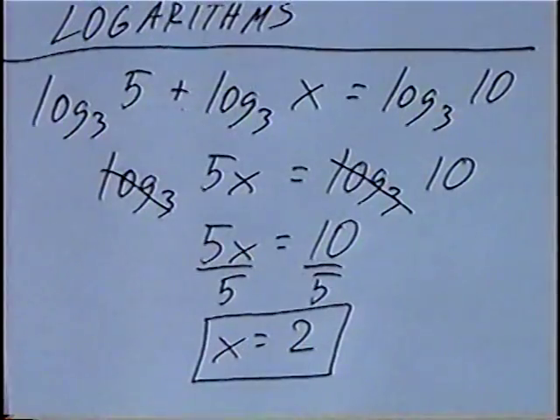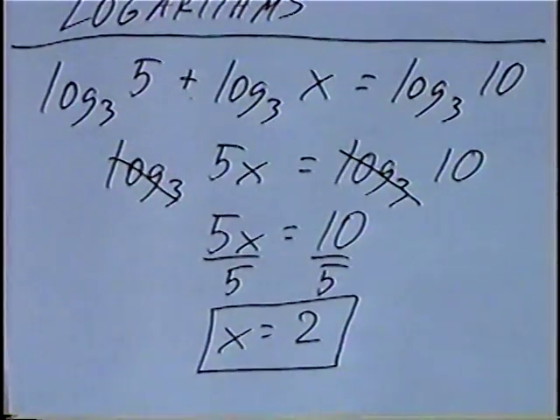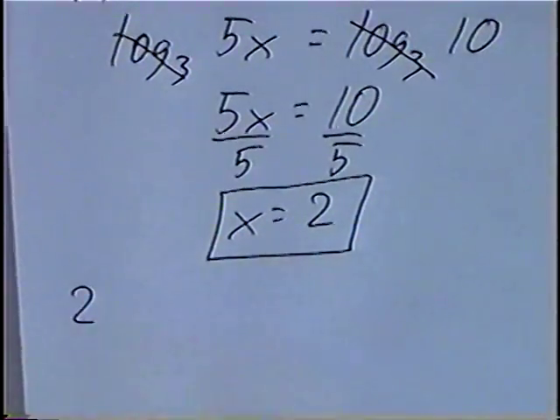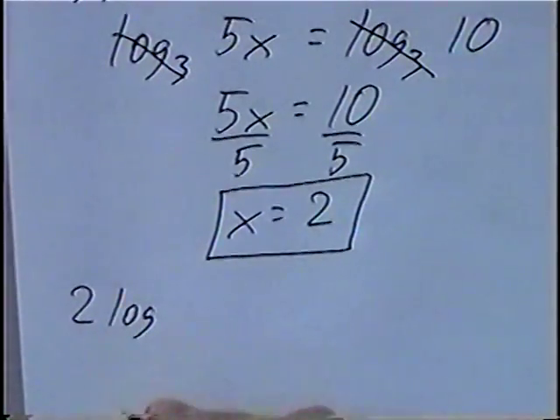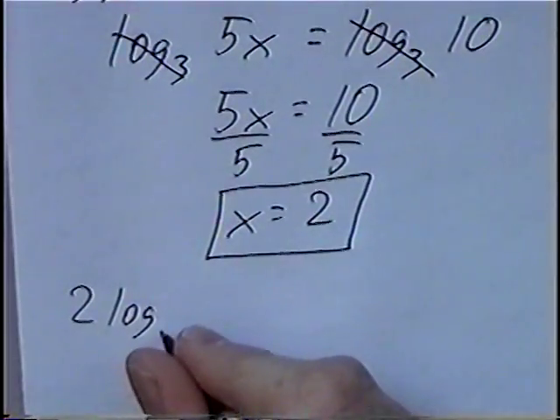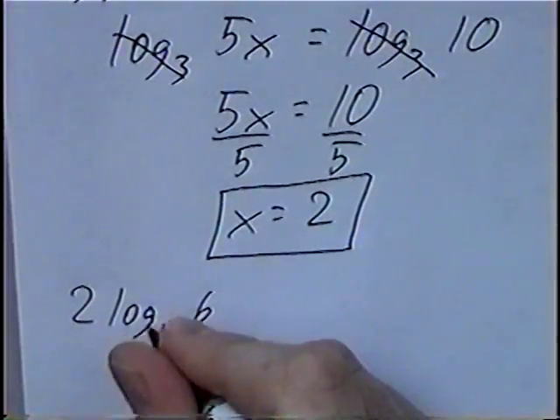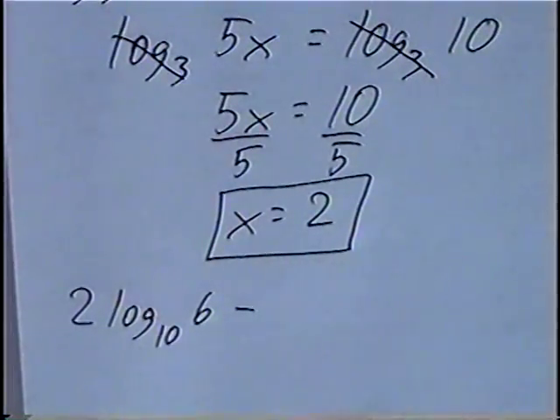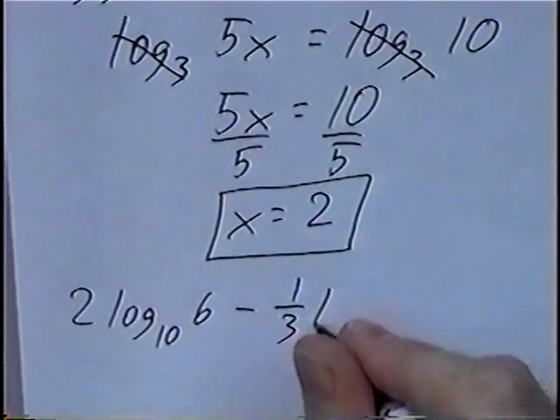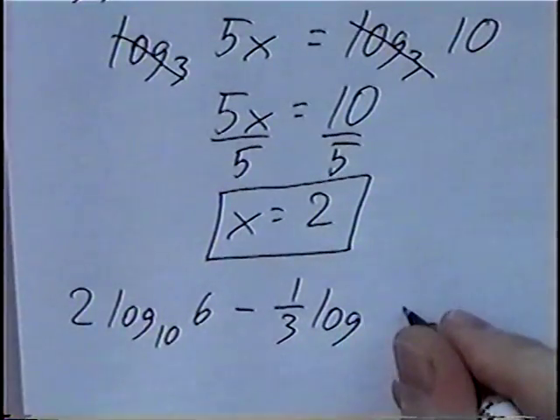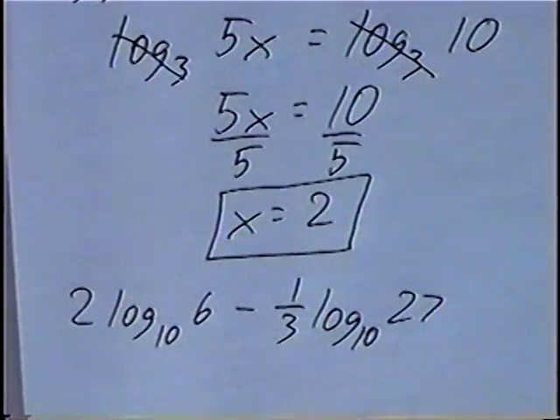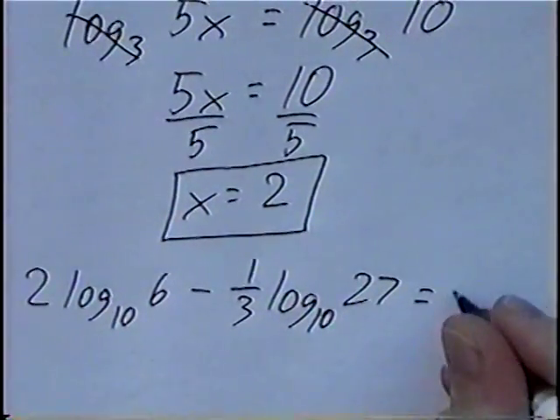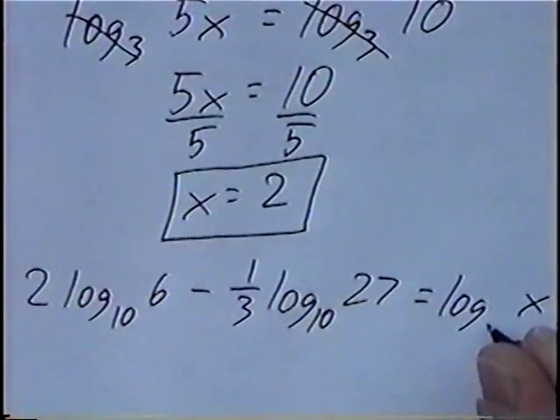Second question, and last question for the section. 2 times log base 10 of 6, minus 1/3 log base 10 of 27, equals log base 10 of x.